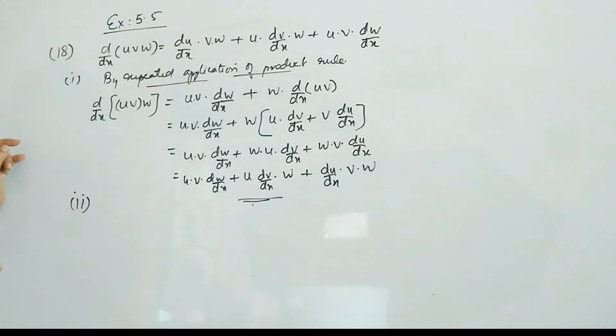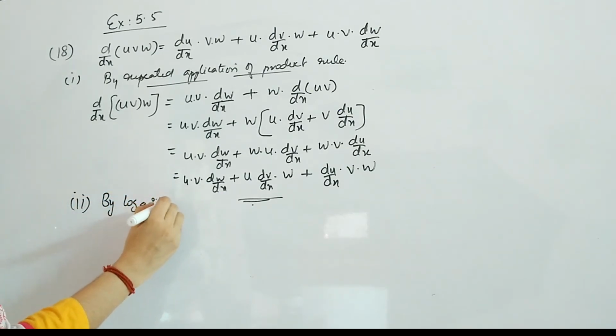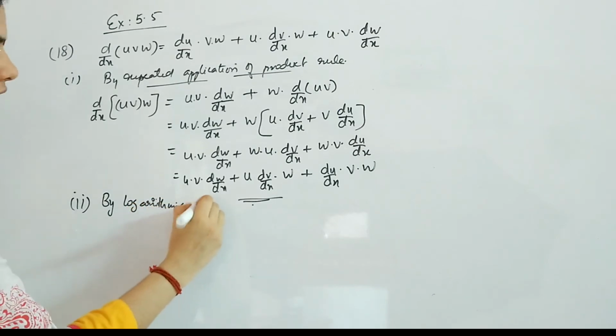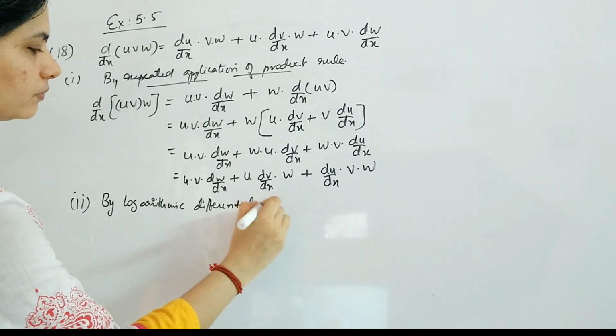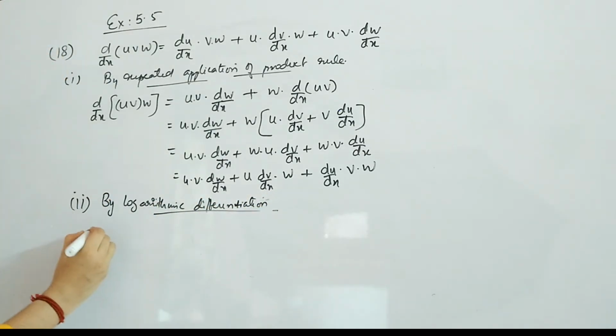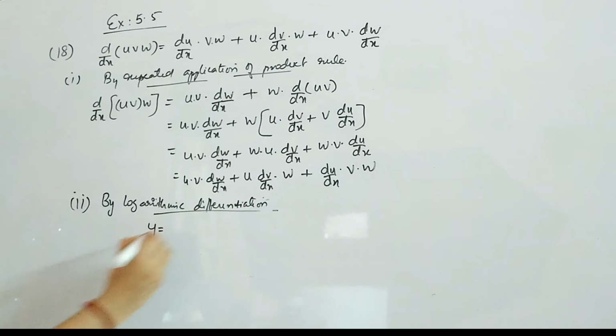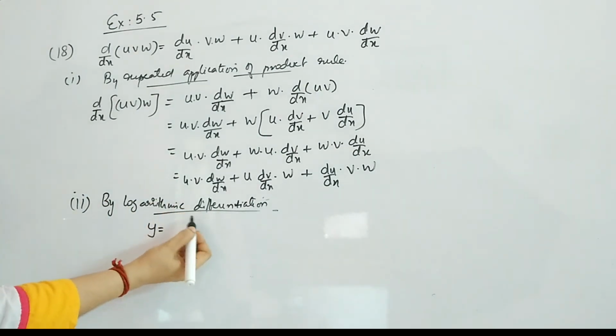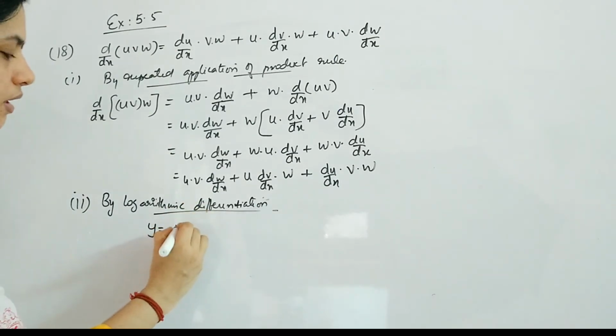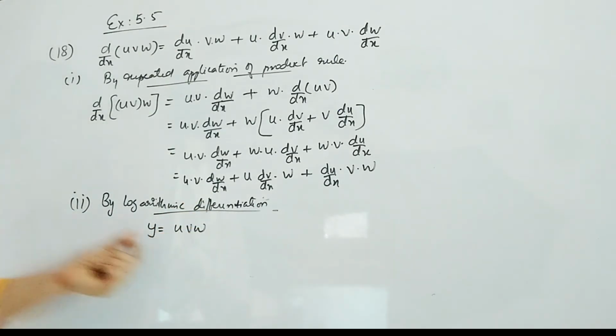Now the second method they are asking you to use is logarithmic differentiation. What is that? First we will start with y is equal to uvw. Why? In order to apply logarithmic differentiation, we have to get something equal to the given function, right? So we are starting with, let y is equal to uvw. So what is your first process? You will take log on both sides.